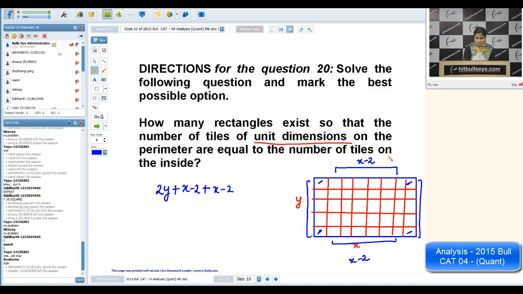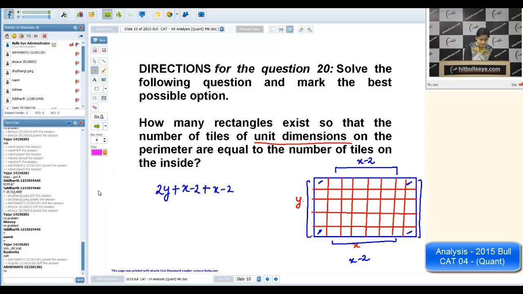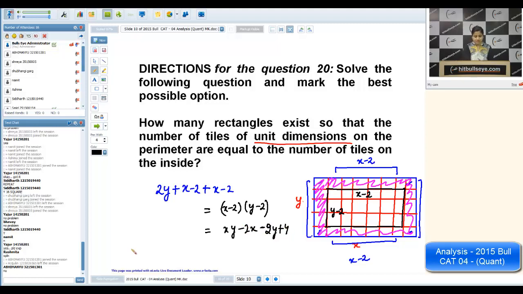Now, this is equal to the number of tiles on the inside. If this is equal to the number of tiles on the inside, we can remove the boundary that we have counted. Now, if we take the inside rectangle, sorry, it will be the black boundary. Its dimension will be x minus 2 and y minus 2. So the number of tiles inside is x minus 2 into y minus 2, which comes out to be xy minus 2x minus 2y plus 4. Now this is a simple equation. You can find the number of non-negative or positive integral solutions. Is it okay with you? Yajur, till the moment, is it okay?